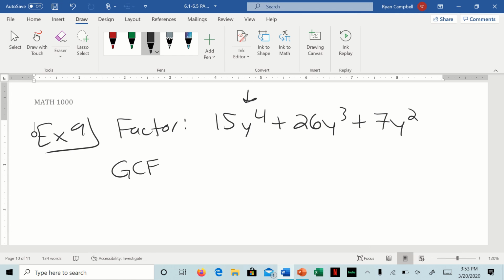In this case, you can see since this is a 7, 7 is prime. Can 7 go into 15? No, right? 7 goes into 14. So none of the numbers are going to work. Let's just look at the y's. We can take out a y squared. So what's left over? 15y squared plus 26y plus 7.